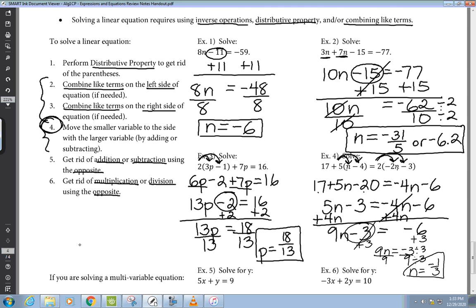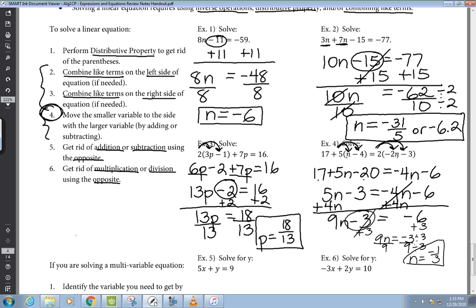So those 4 examples are basic solving a linear equation. The physical steps to solve a linear equation. Some equations are larger than others, but it's important for you to follow each and every step. That's vitally important.